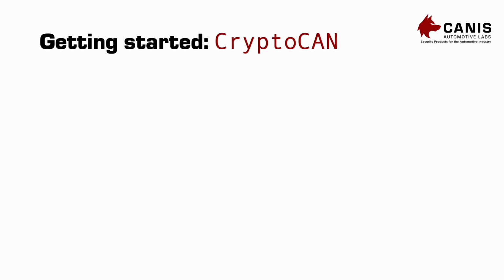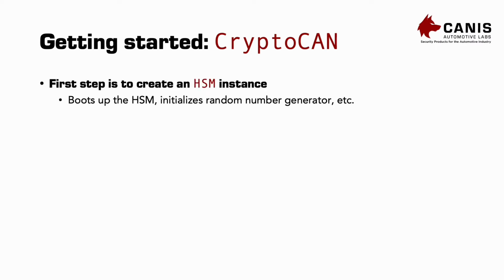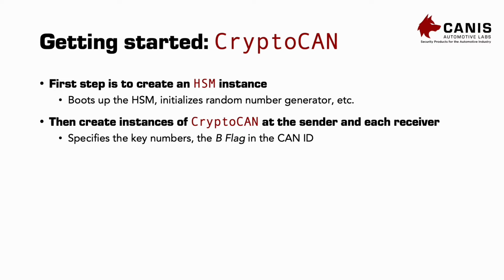Now that we have a provisioned HSM on both boards, with the same keys programmed into slots 1 and 2, we can get started with encrypted CAN messages. First, we boot up the HSM to initialize the random number generator, load its keys up, and so on. Then we create a CryptoCAN context for a source of CAN messages. This context specifies the key numbers and the B flag. The B flag is a bit within the CAN ID that will be 0 for frame A, the first frame of the pair, and 1 for frame B.